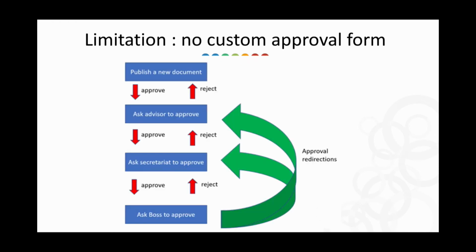Now, one problem with Flow is we don't have custom approval form. So let's say the boss here wants to reassign the approval to this group of people or to this group of people. That's the business case. What do we have today in Flow?